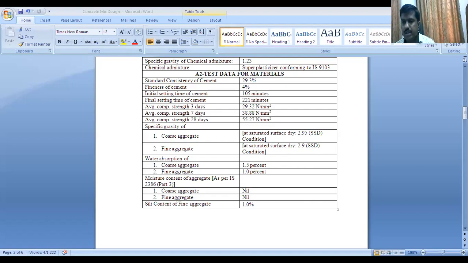Somebody's voice is disturbing. Please mute yourself. If you want to say something, you can unmute yourself and ask me the doubt. Sonali, do you have any doubt? If not, please mute everyone.